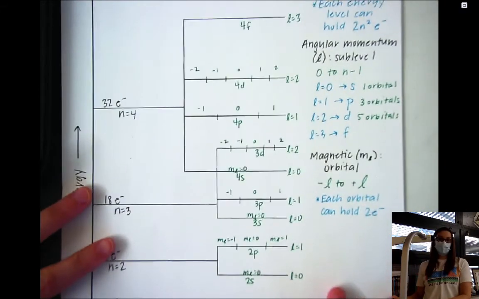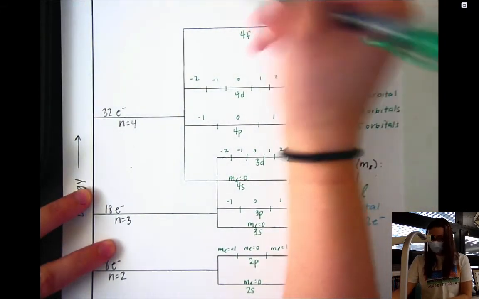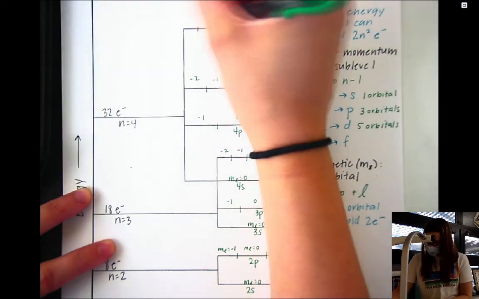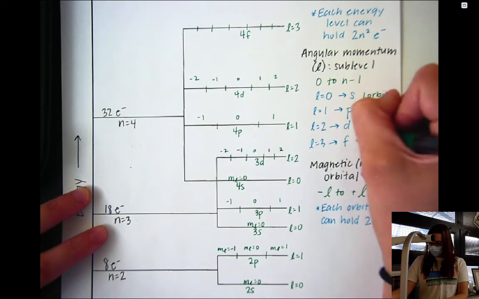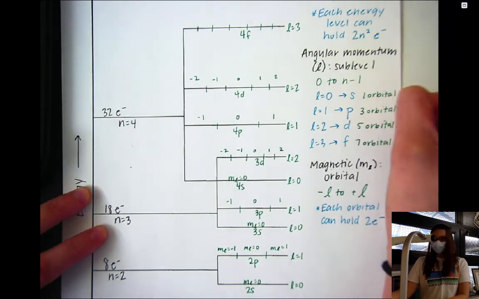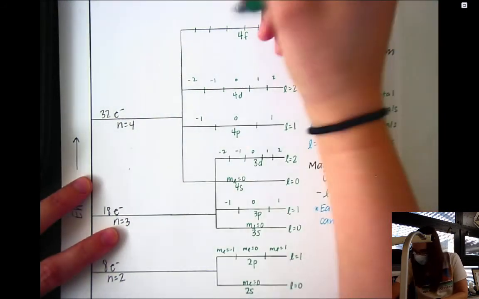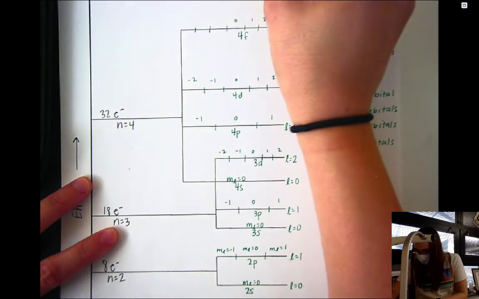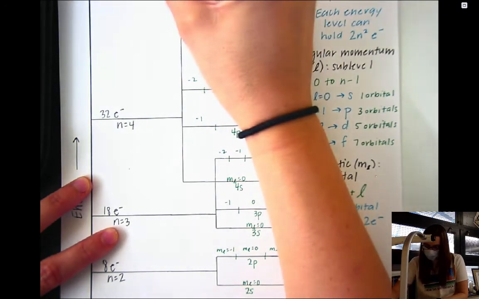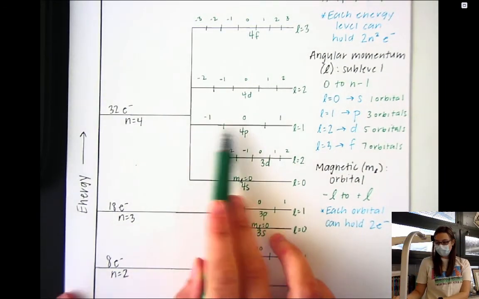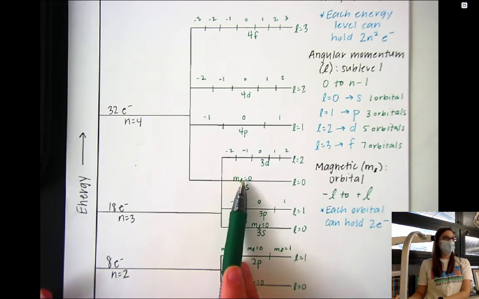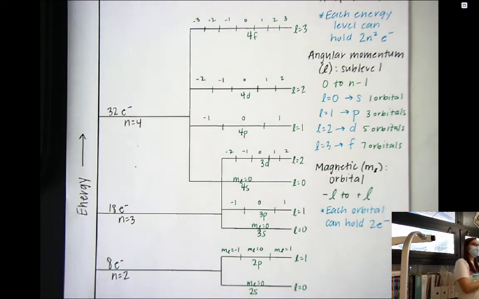And then if you think about F, if L equals 3, we can go from -3 all the way up to 3. 1, 2, 3, 4, 5, 6, 7. 7 orbitals in F. And so where's my middle? 0, 1, 2, 3, -1, -2, -3. Right, so no matter where we are, each orbital can hold just 2 electrons. Now entire sublevels can hold more than 2 for P, D, and F.